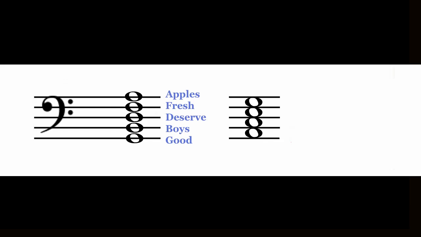Secondly, we need to know the names of the notes that are represented by the spaces on the bass clef. These are, again, going from the bottom of the staff, A, C, E, and G. The way that I like to remember these is as follows: all cows eat grass. A, C, E, and G.